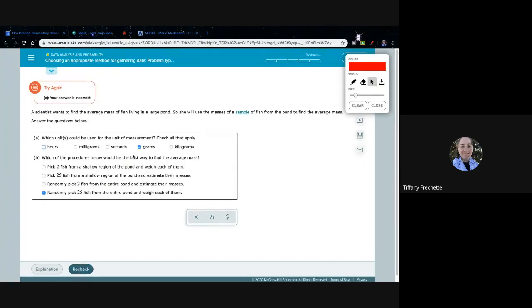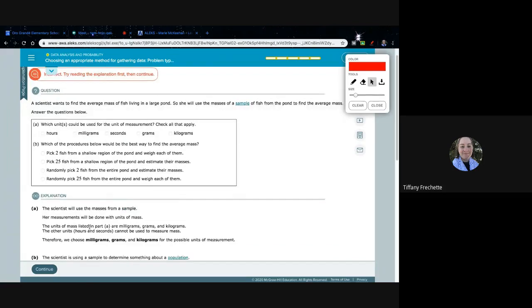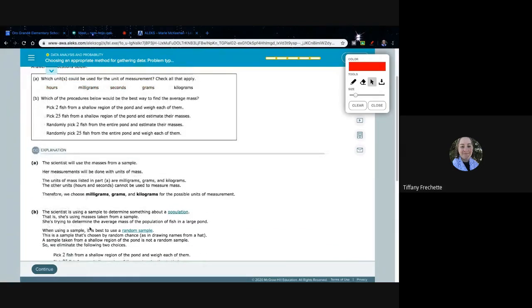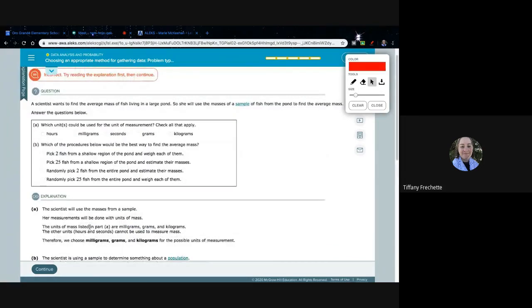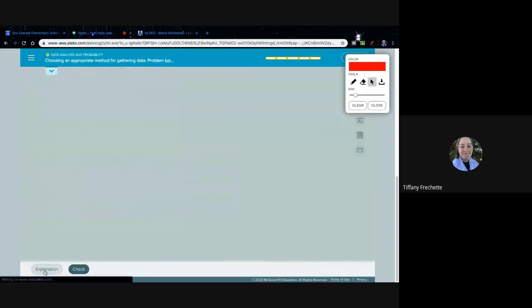It didn't like grams. Let's see. Kilograms? Oh, I need to select all that apply. Jeez Louise. See, not reading the directions. Select all that apply. I would select milligrams, grams, and kilograms. Darn it. See, teacher not reading directions there. All right, let's go back.